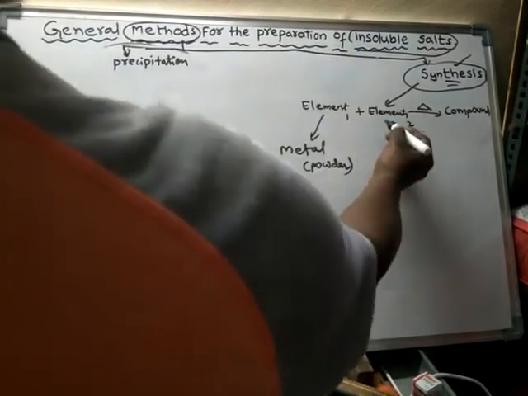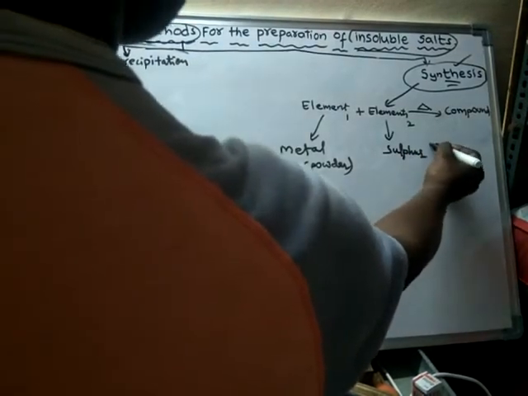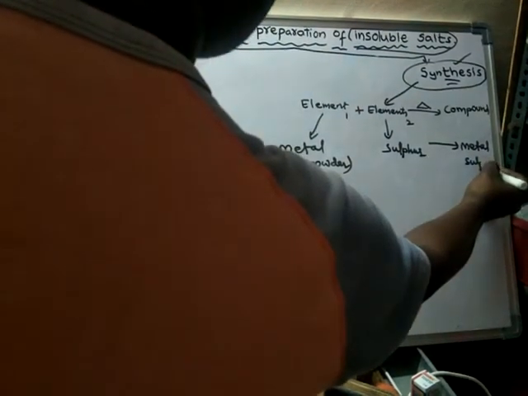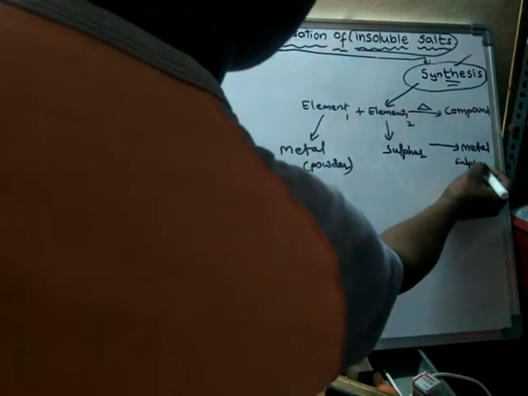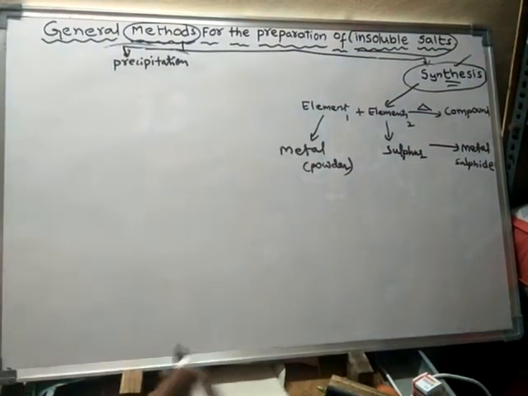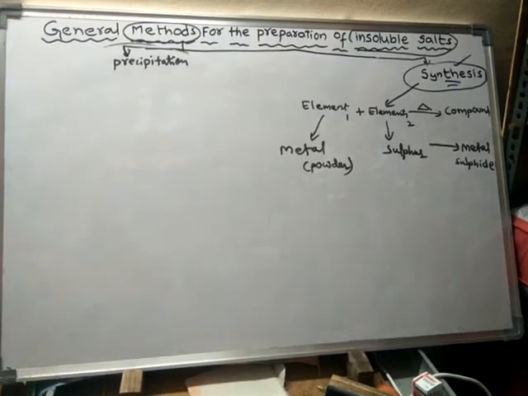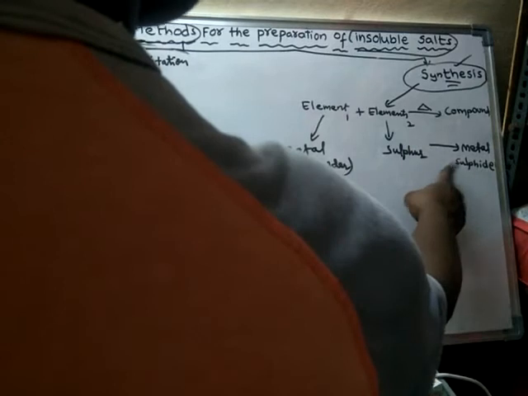Another element, let us take sulfur. It forms metal sulfide. All metal sulfides are insoluble, except the sulfides of sodium, potassium, and ammonium. All other sulfide salts are insoluble salts. In this way we prepare metal sulfides.